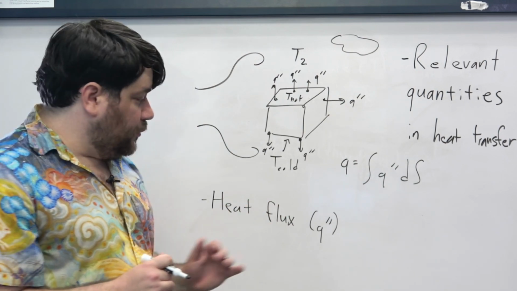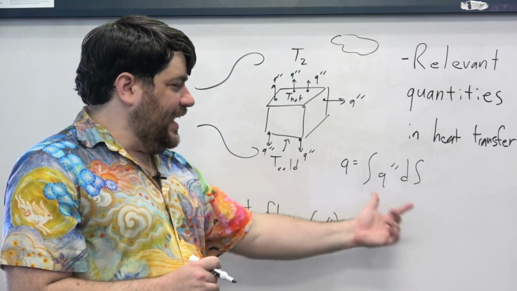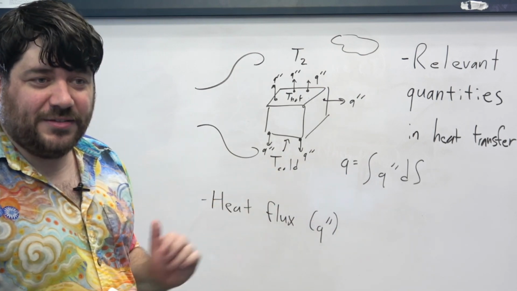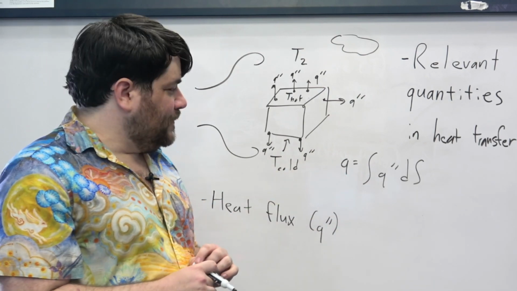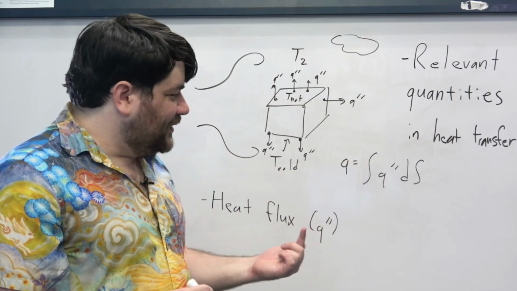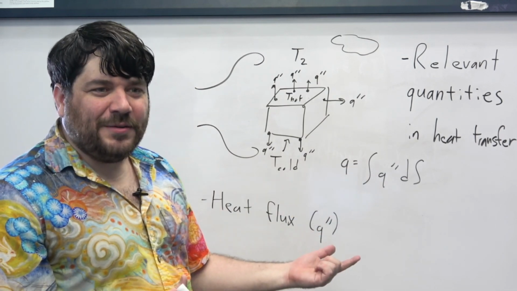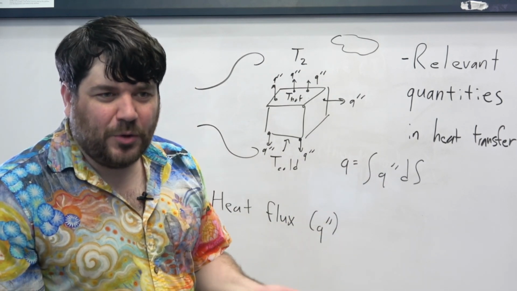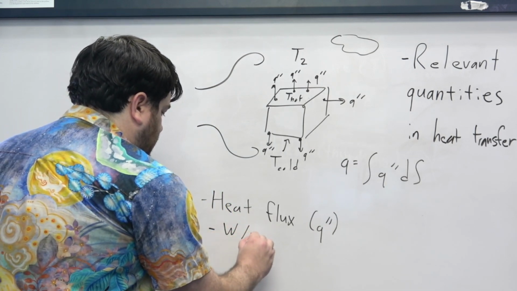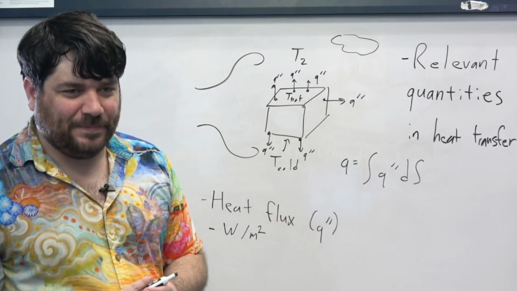Now we have to ask ourselves, well, what units does this have? Well, think about it, right? You can kind of guess what those units have to be based off of this integral. If this has units of watts, like we saw before, joules per second, and this is an integral of something over an area, then Q double prime has to have units of this per area, right? So watts per meter squared in the international system, or heat transfer rate per unit area, all right?